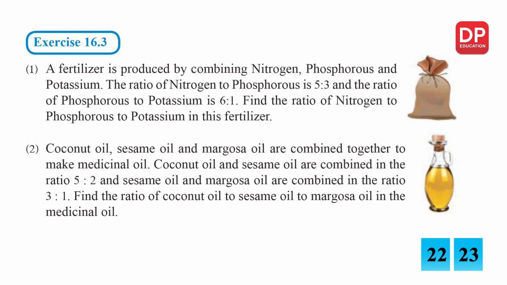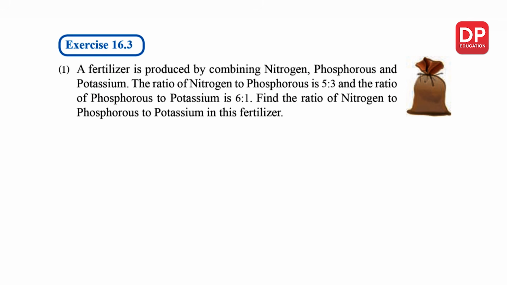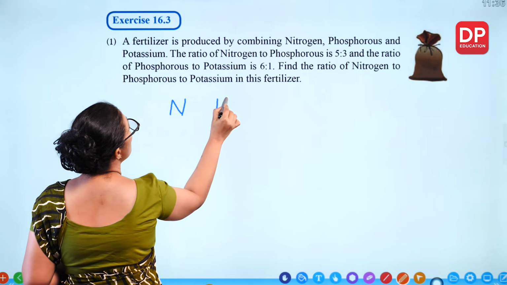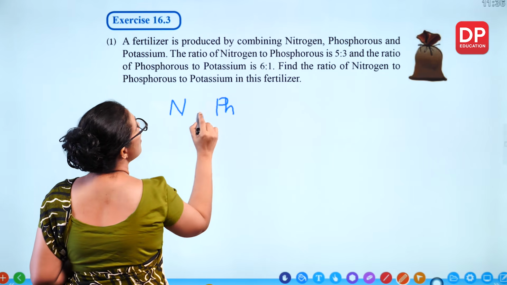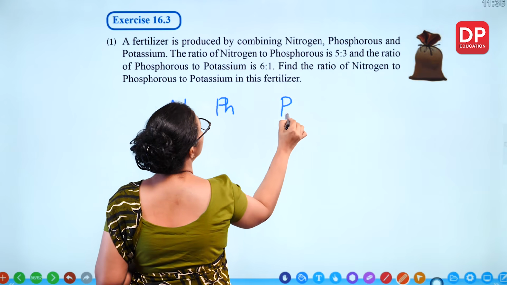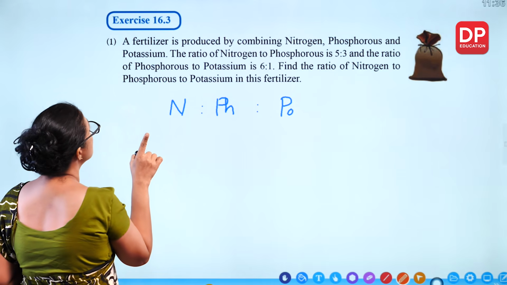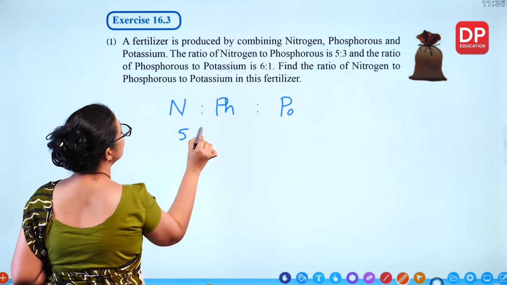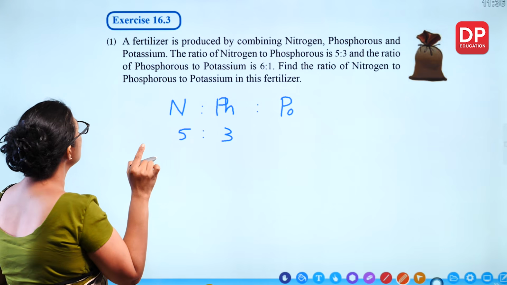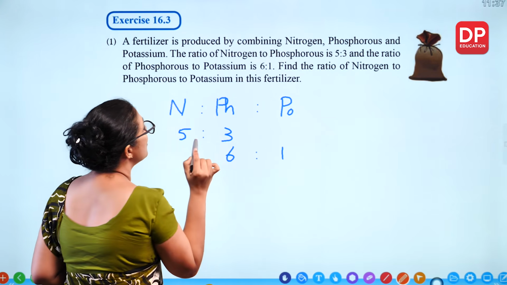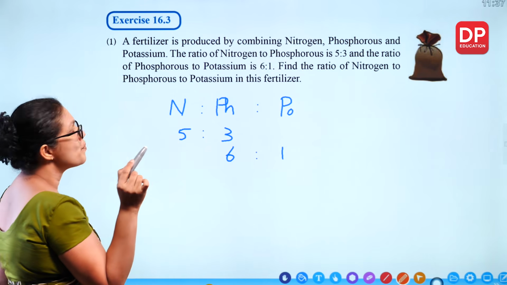Exercise 16.3. A fertilizer is produced by combining nitrogen, phosphorus and potassium. The ratio of nitrogen to phosphorus is 5 to 3. I'll put nitrogen N, phosphorus P and potassium K. So what's the ratio of nitrogen to phosphorus? 5 to 3. The ratio of phosphorus to potassium? 6 to 1. Find the ratio of nitrogen to phosphorus to potassium.